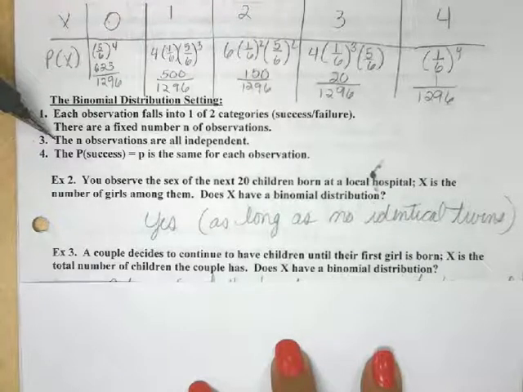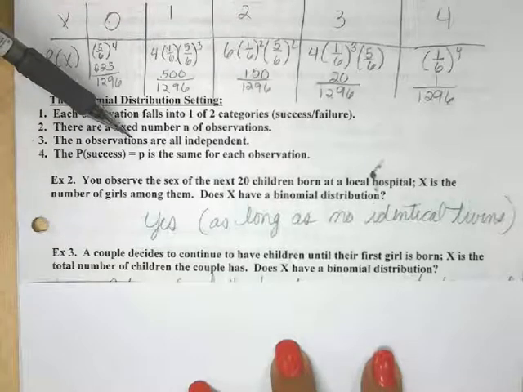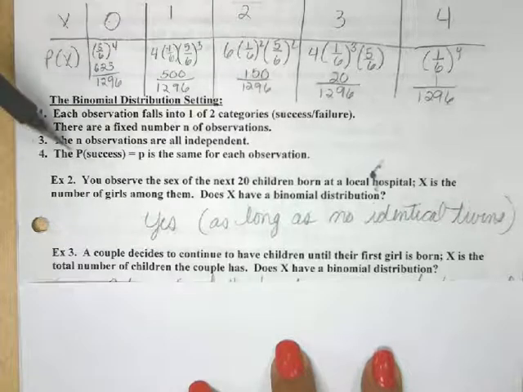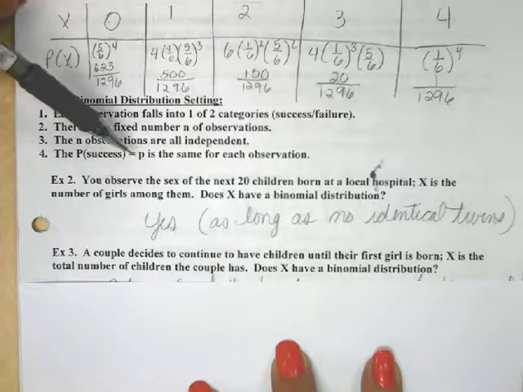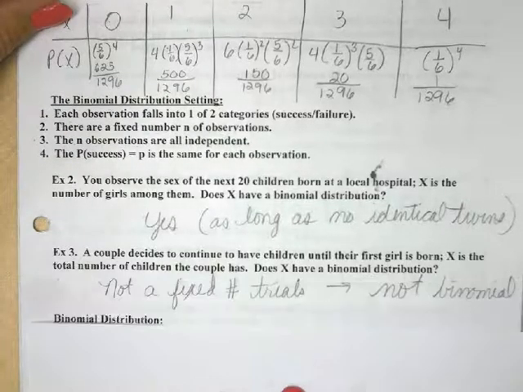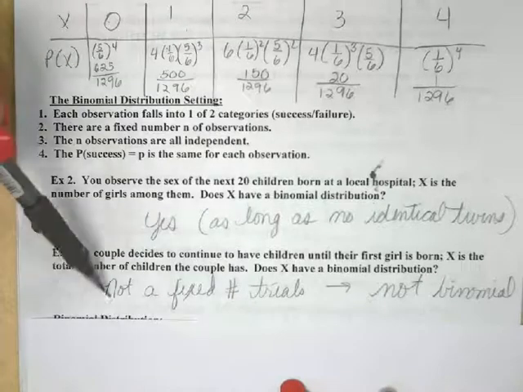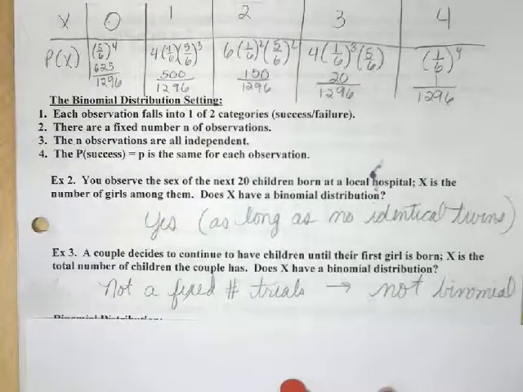However, look, the number of observations from one child to the next actually would have independence. And the probability of a girl would stay the same each time. But that idea that you don't have a fixed number of trials is going to cause that situation not to be binomial.